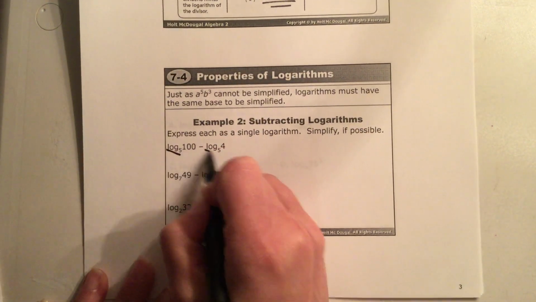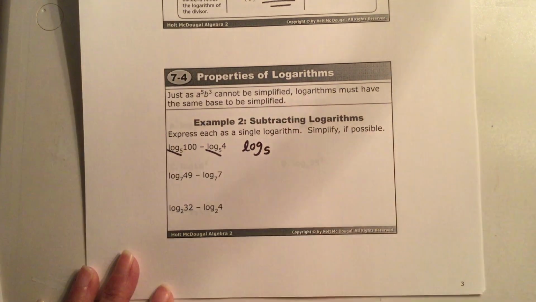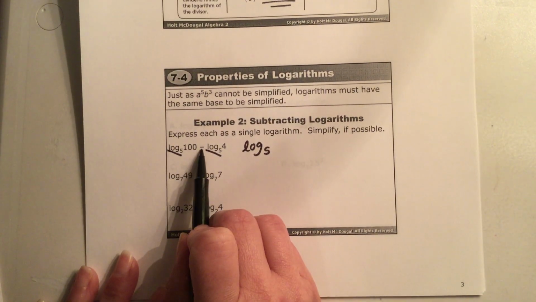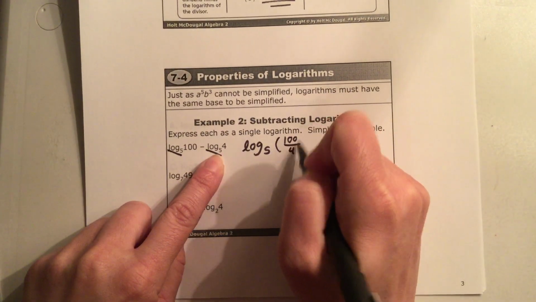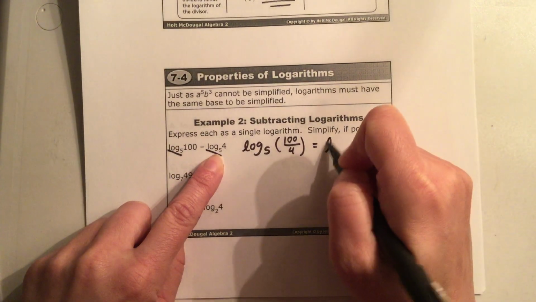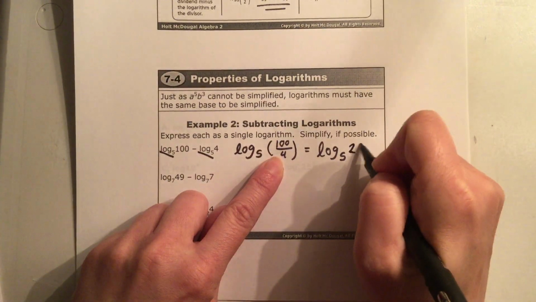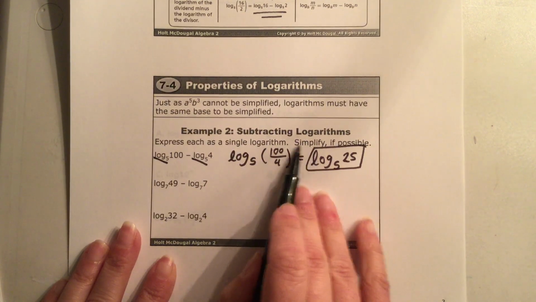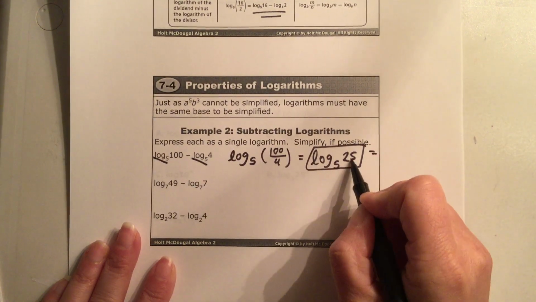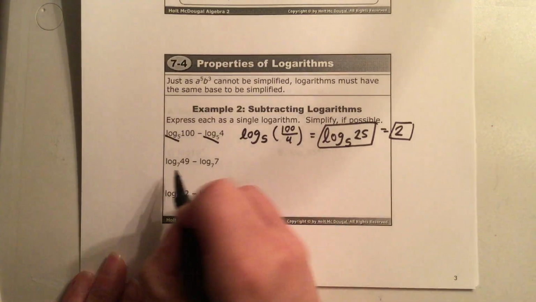This is a log base 5, this is a log base 5. So I can write this as 1 log with the base of 5. Subtraction goes with division. So I take 100 and I divide it by 4. I can simplify that further. Log base 5 of 100 divided by 4 is 25. Okay, so we wrote it as a single log. Now simplify. 5 to the what power gets you to 25? 2.